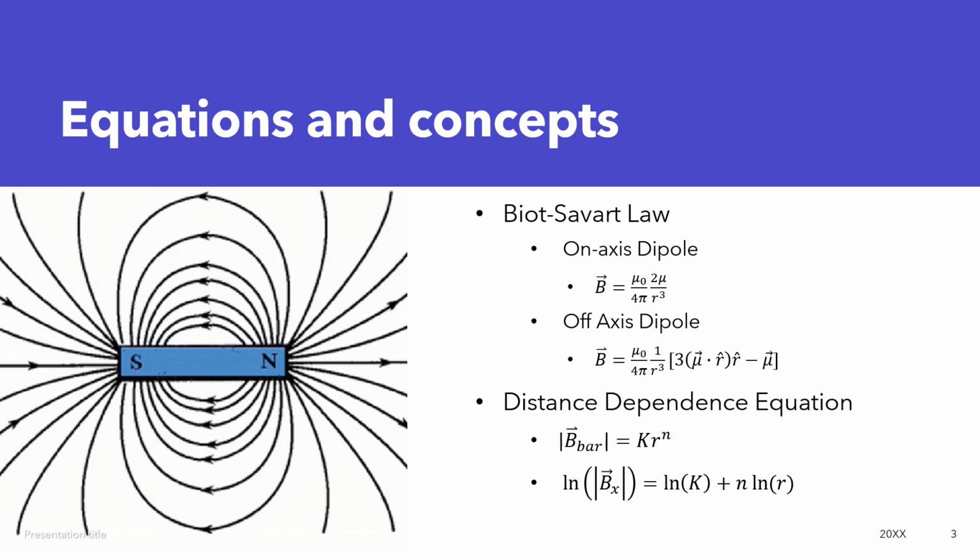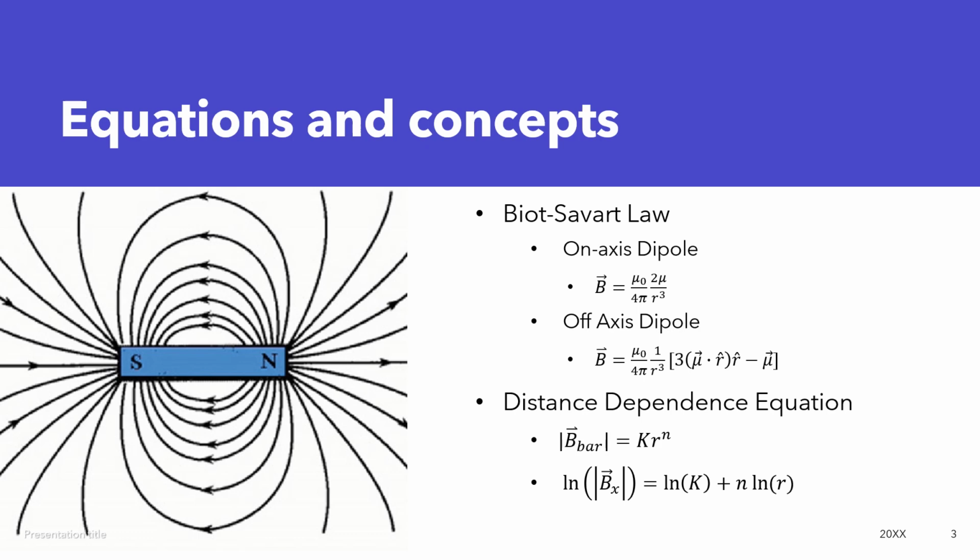Some equations that will be vital to this lab would be the Biot-Savart law, which I wrote out twice, for an on-axis dipole and the off-axis. On axis, we can simplify it to mu naught over 4 pi times 2 mu over r cubed, r being the distance. Mu naught is a universal constant, while mu is a constant specific to each individual magnet.